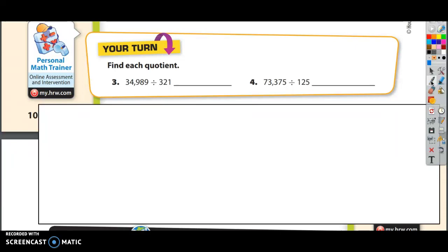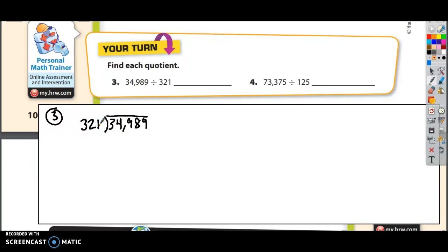Your turn. Find each quotient, number 3. I use a whiteboard on these because I take tons of space to do these. It's 34,989 divided by 321.